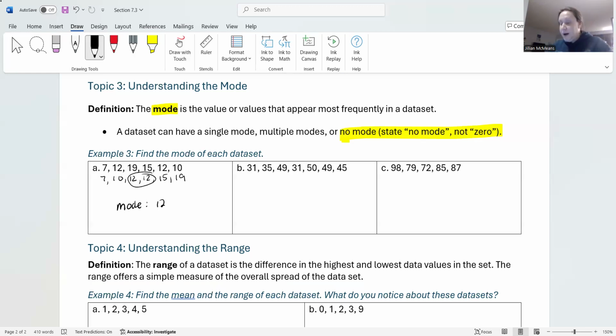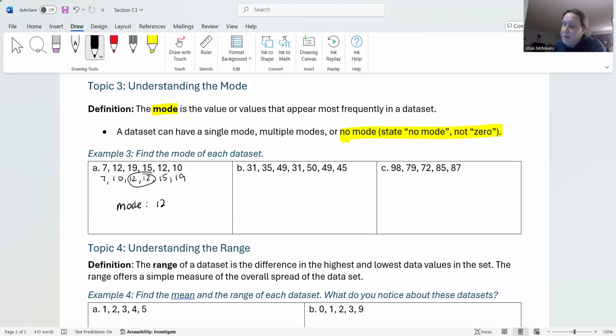For the next data set, part B, we have 31, 35, 49, 31, 50, 49, and 45. Again, it's not a requirement to put these numbers in order, but I find it can be helpful, especially if you don't have a huge data set. If you have a big data set, it's a pain to put them all in order, but the bigger the data set, the more helpful it can be. Either way, just find out which data item or items occur most often.